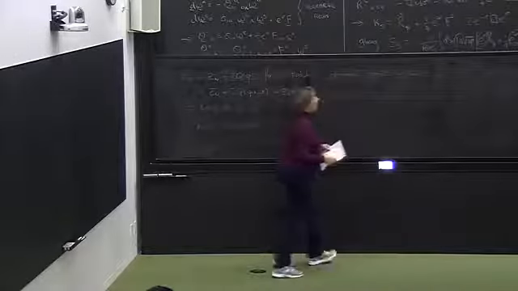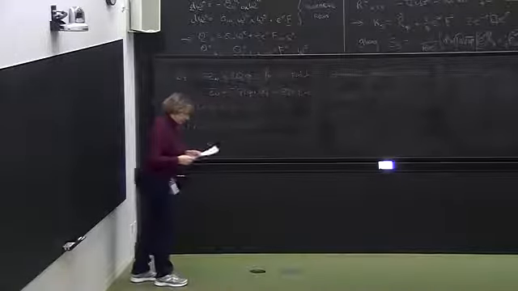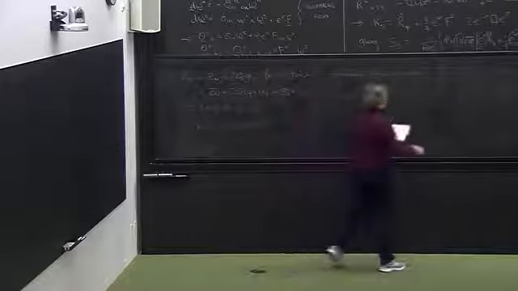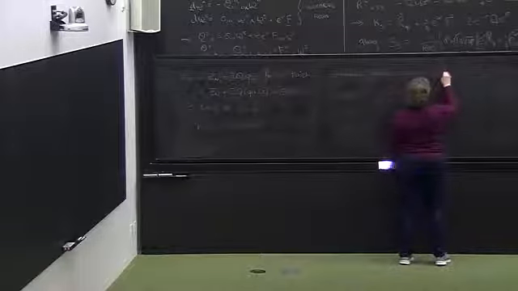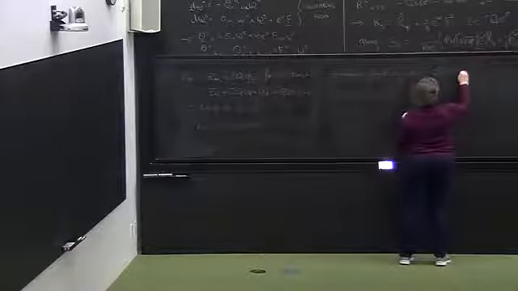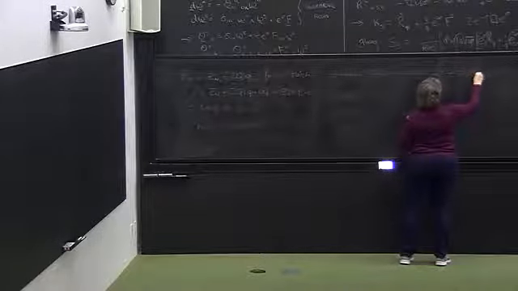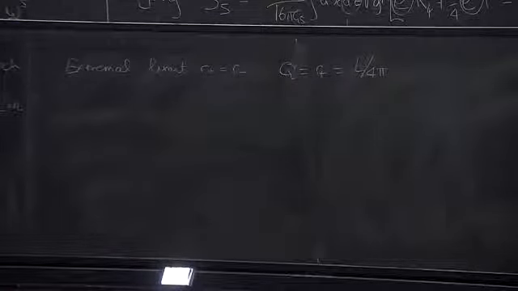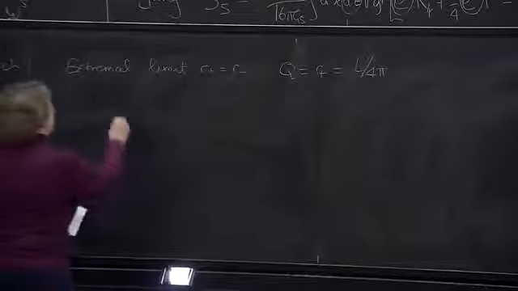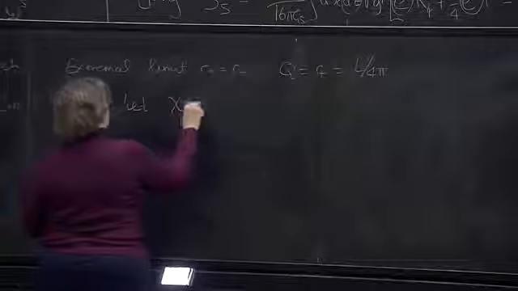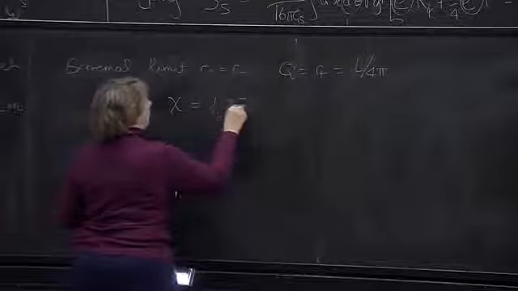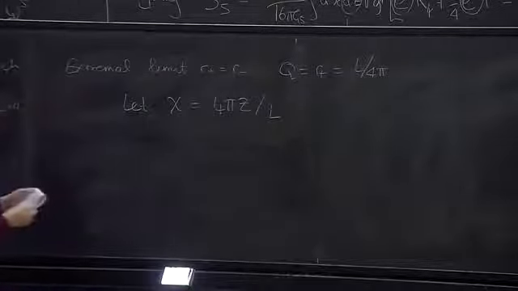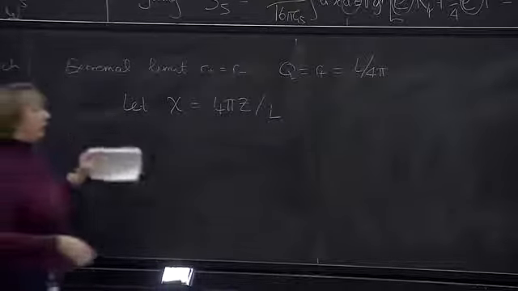So now let's look at the extremal limit, which is really what I wanted to talk about, because there's some nice little bit of maths here. So in the extremal limit, Q is r plus, and I'm going to say that that is L over 4 pi. So I'm saying that Q is the smallest it can be here. So I'm going to let chi equal 4 pi Z over L. So the periodicity of chi is now 4 pi.